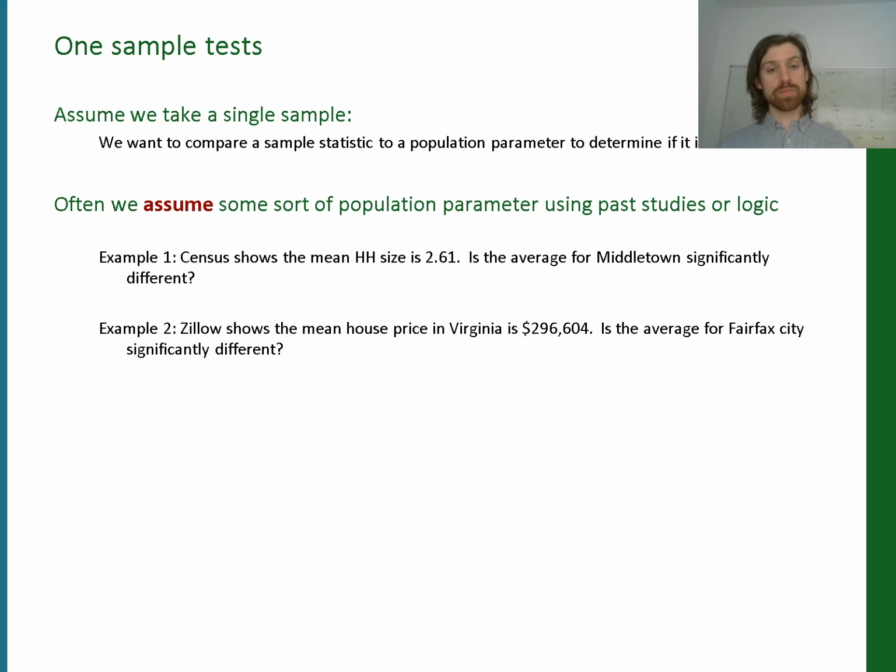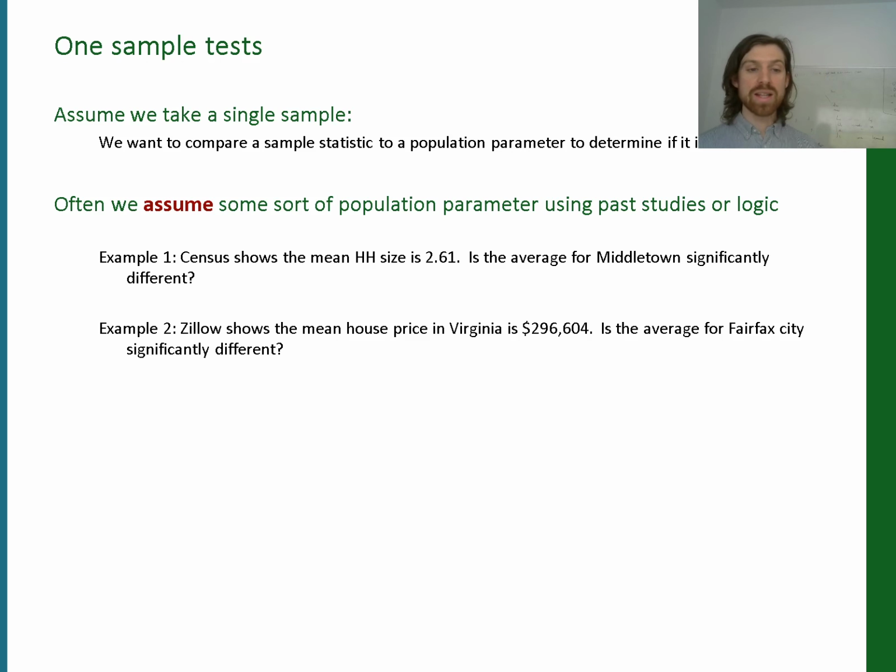So for example, if we use a census, that might show that the mean household size is 2.61 nationally. Then the question is the average for Middletown significantly different? And we might go out, we might collect data and compare it to that existing population parameter. So that's just giving you a bit of flavour of the types of examples that you might get in the book.